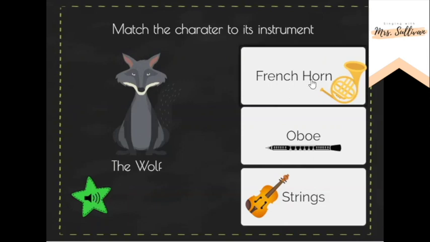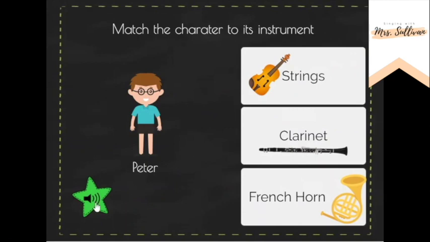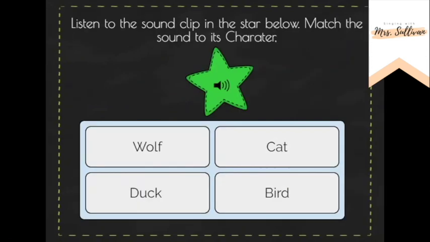The wolf is represented by the French horn. And Peter is represented by the strings. Let's listen to our sound clips in the stars below and match it to its character.